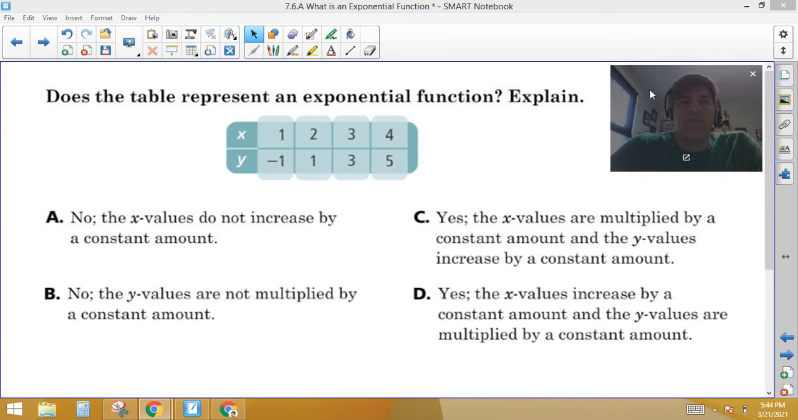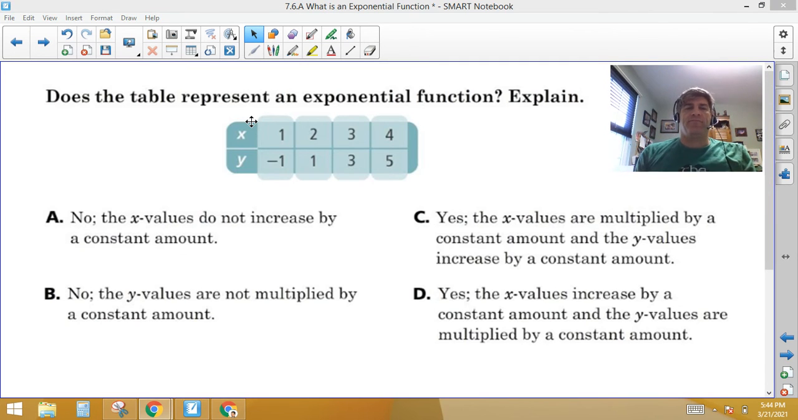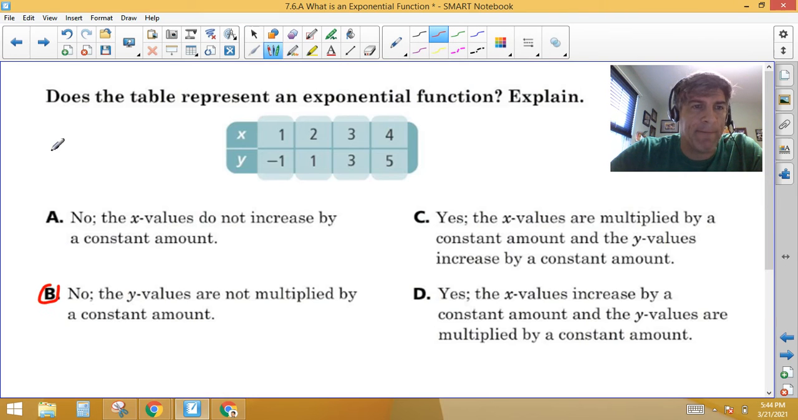What about this one? Take a second to read this and then answer what one you think it is. I hope that you said it was B. All right, choice B.